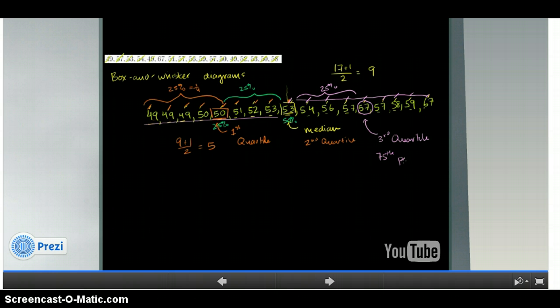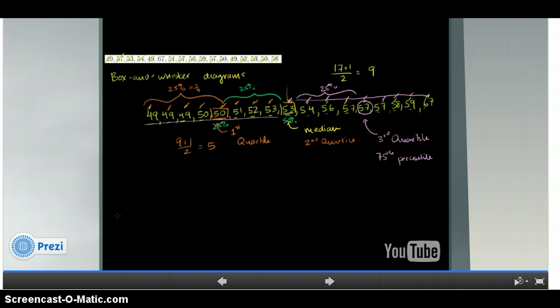75th percentile, which means that 75% of numbers are below it. And if you count these, you would see that that's indeed the case. Anyway, so we've been able to classify some interesting numbers here. Let's actually plot it now using a box and whisker diagram.